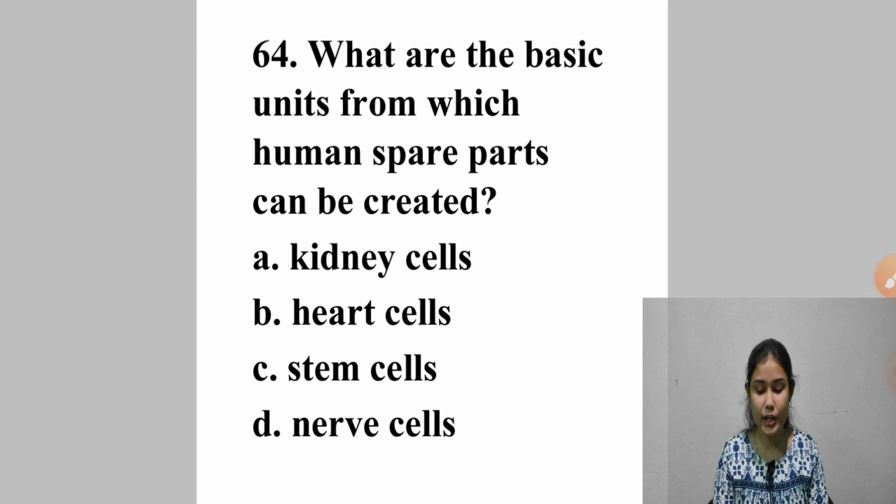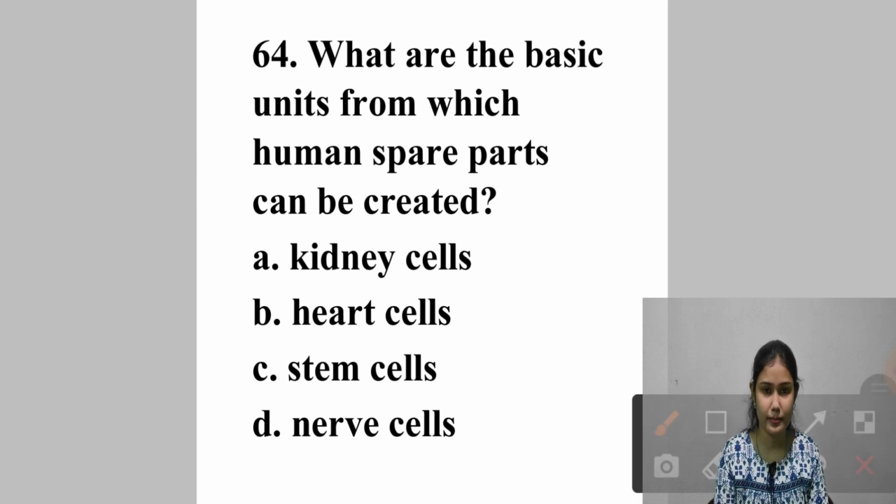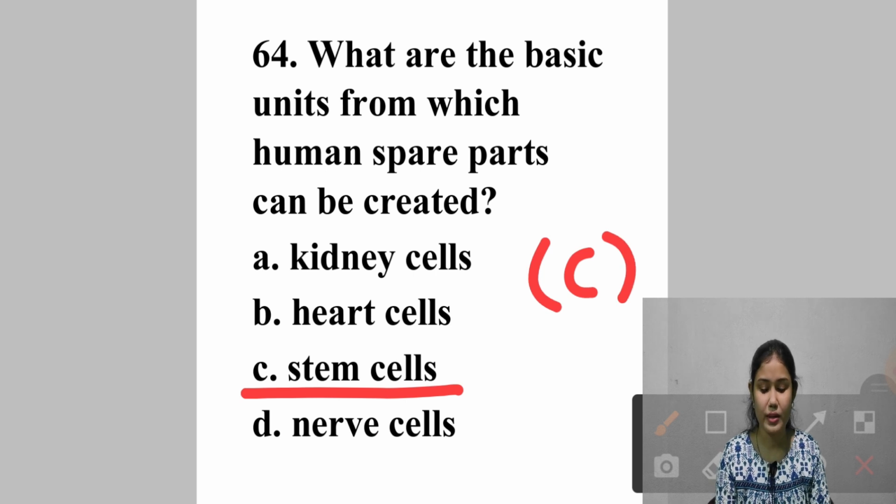What are the basic units from which human spare parts can be created? Okay, A, kidney cells, B, heart cells, C, stem cells, D, nerve cells. Remember this, that stem cells are the basic units from which human spare parts can be created. Okay, so answer will be option C.